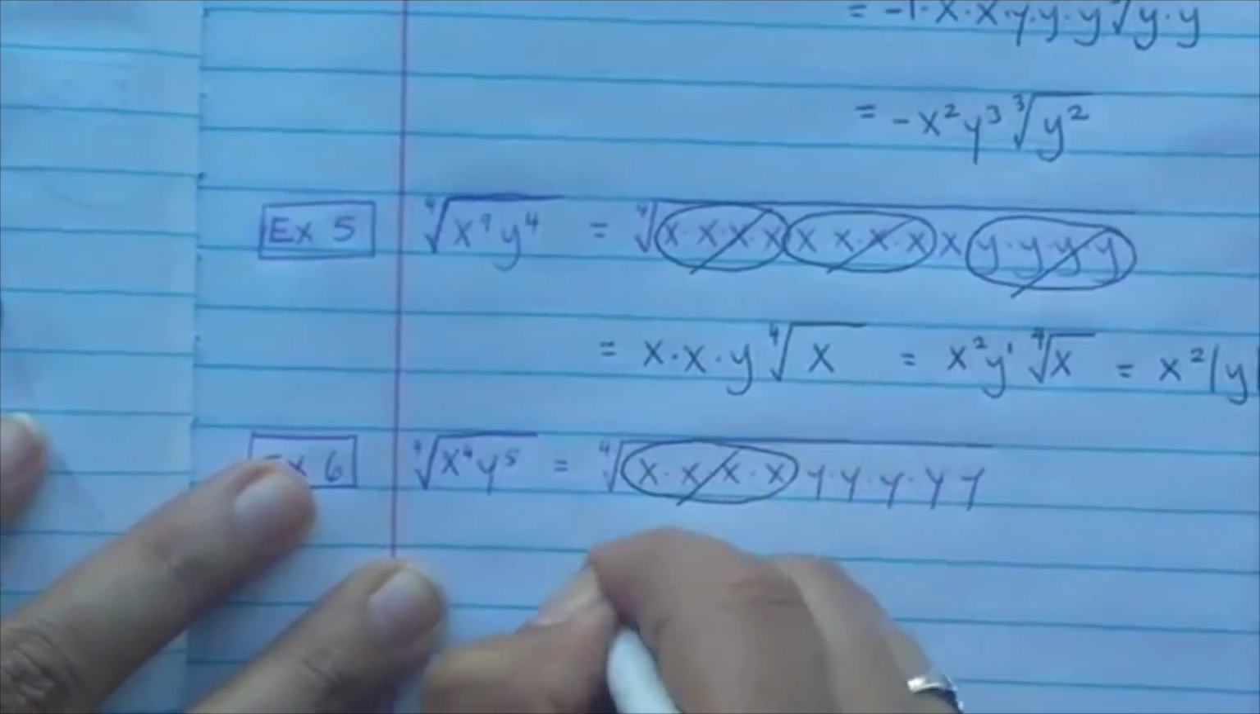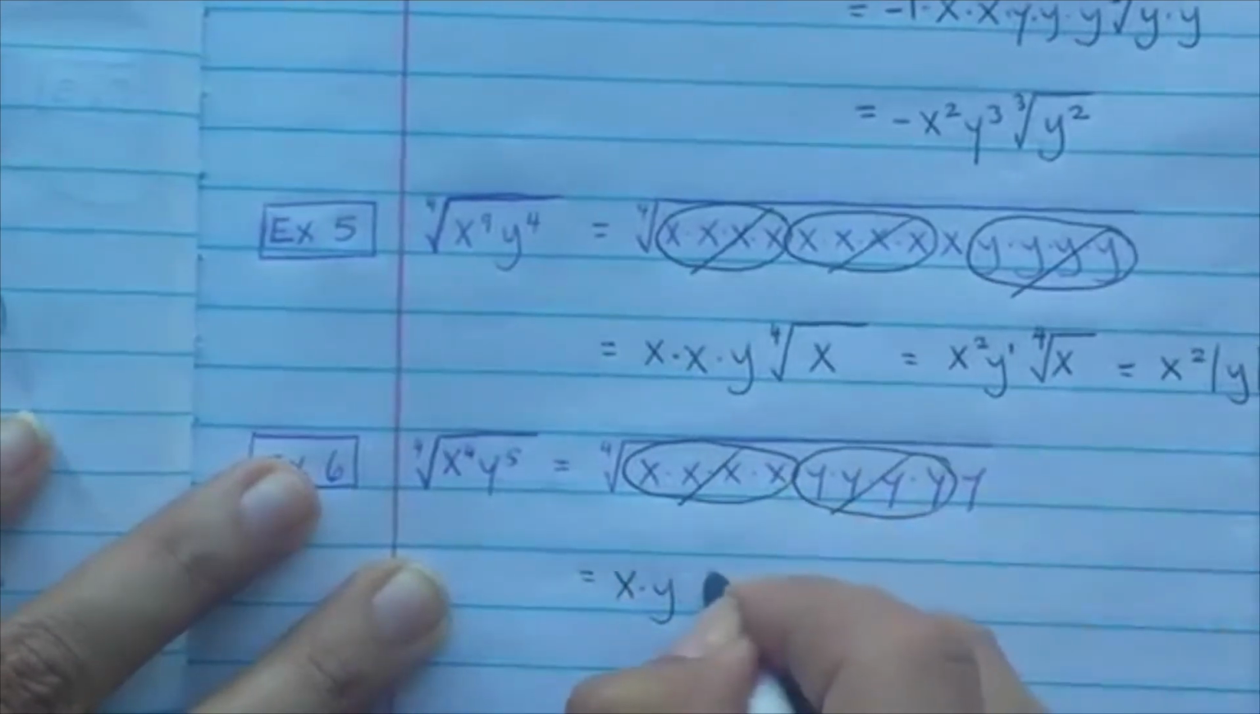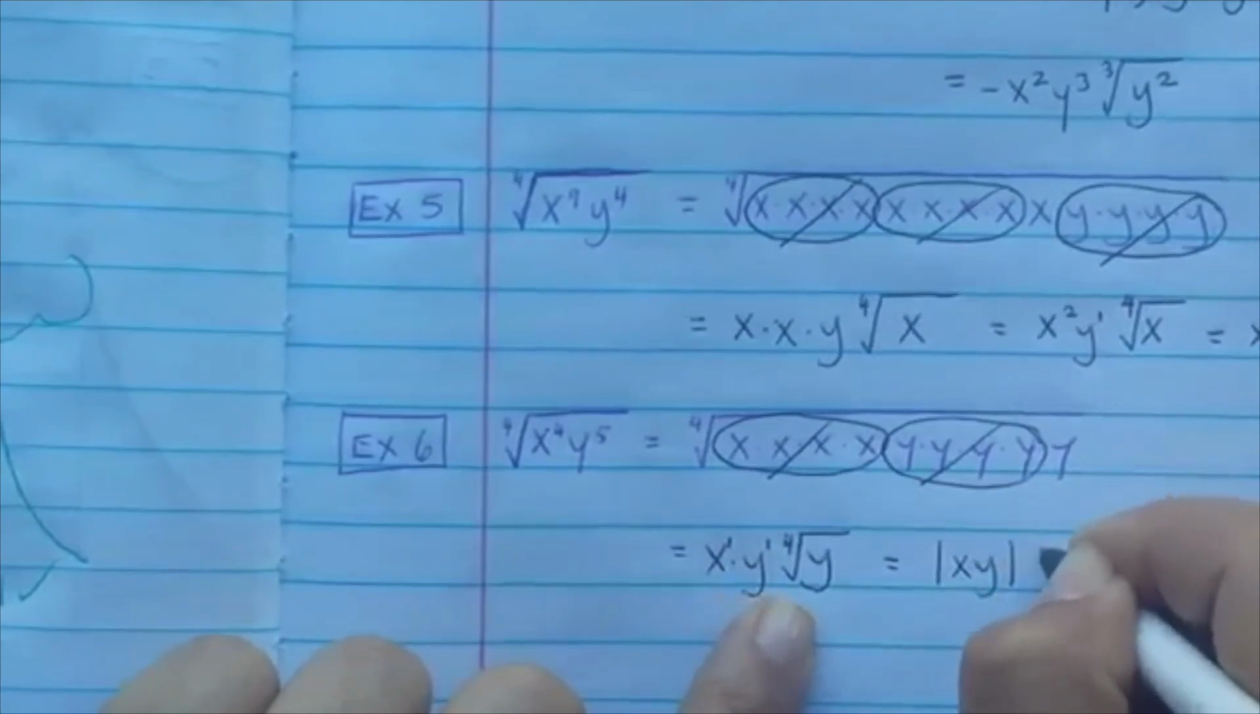So circle 4, so that's an x outside. And circle 4 of the y's, that's a y outside. What's left inside? Just 1 y. So the 4th root of y. Now remember, it was even, so we need absolute value unless it's already even outside. Both of those are odd because it's x to the 1, so we need absolute value for both.